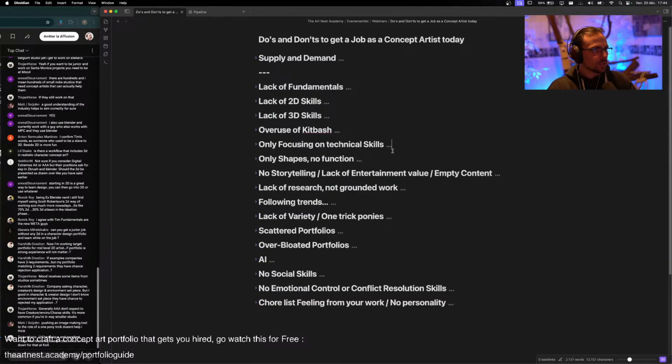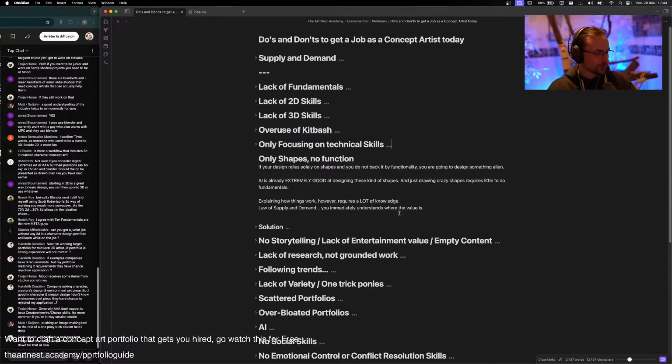Next. Similar to only technique, this always goes in pair with kitbash and focusing on your technical skill: only shapes, no function. This is the fault of very cinematic and abstract movies like the stuff from Denis Villeneuve and all of that. Don't get me wrong, I love Denis Villeneuve. But the way people interpret that is that you can have nothing in the picture, just a cube floating in the middle of nowhere, and boom, you are artistic and abstract and so minimalistic. No, your design is shit.